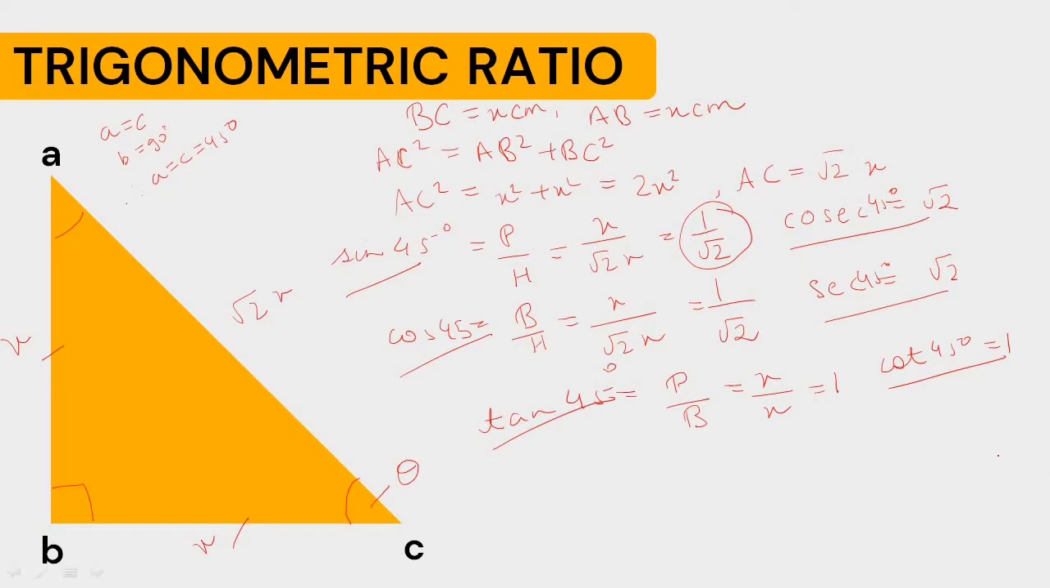But this was a case of only 45 degrees. What about other degrees like 30 degrees or 60 degrees? If we take theta is equal to 30 degrees, suppose, then 90 minus theta, that is just the other angle, will be 60 degrees. In this case, we cannot assume one side is x and the other side is x, because it is not an isosceles right angle triangle anymore.